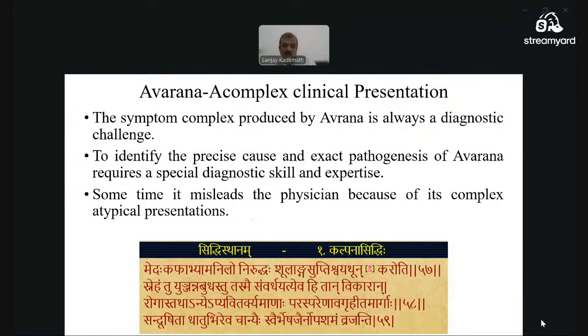Medaha kaphabhyam anilo niruddhaha. See, niruddha means avarana. If the meda and the kapha are doing the niruddha of vayu, blocking the vayu, it leads to shula, angasukti, and shotha. Snehanam injan abuddha; abuddha means ignorant, by mistake. Considering it as vatavyadhi, if you use snehana, upinjana, abuddhastu, tasmaihi samvartayet devahi tan vikaran. So we have not seen the avarana of meda and kapha to the vayu.